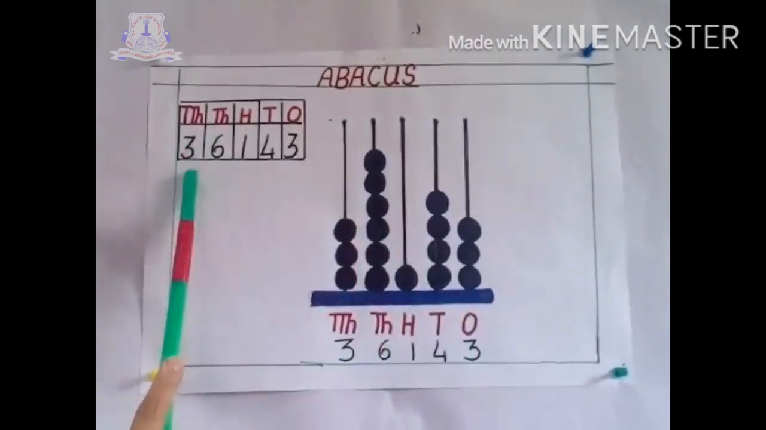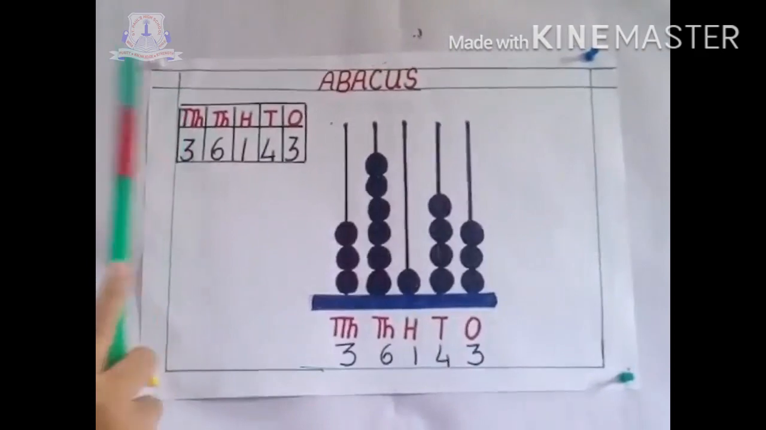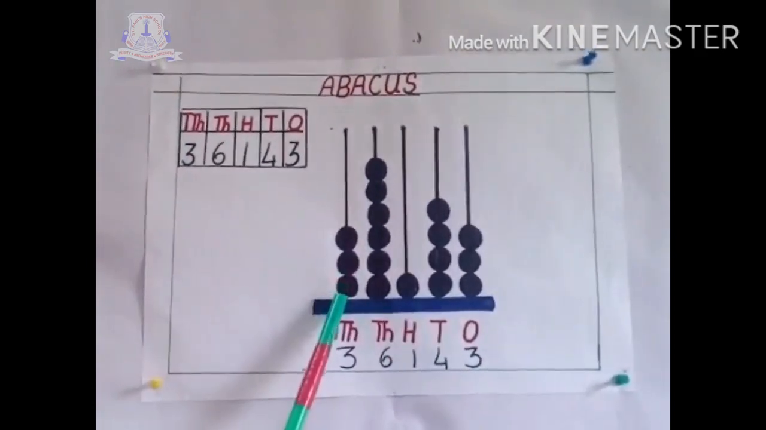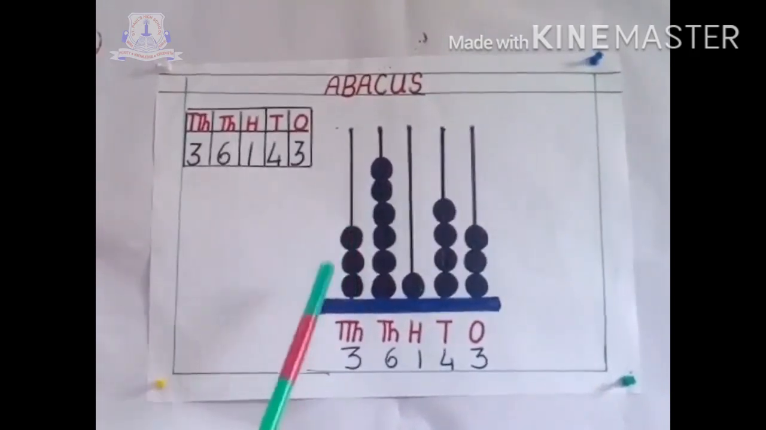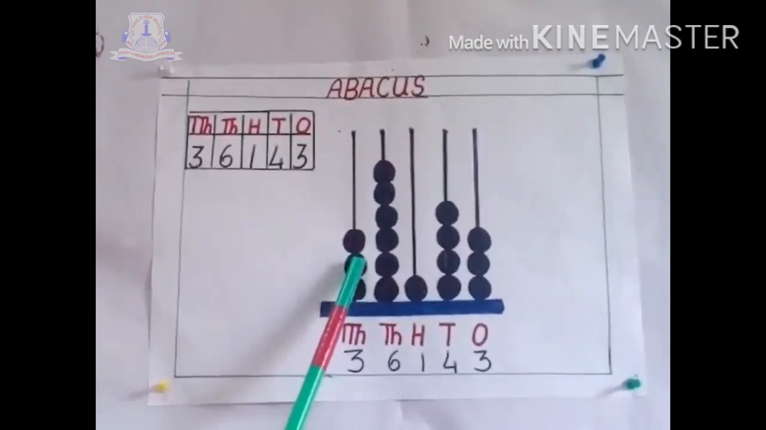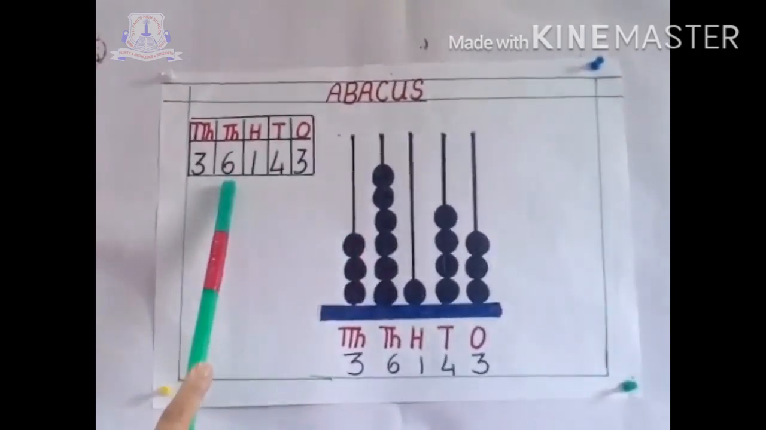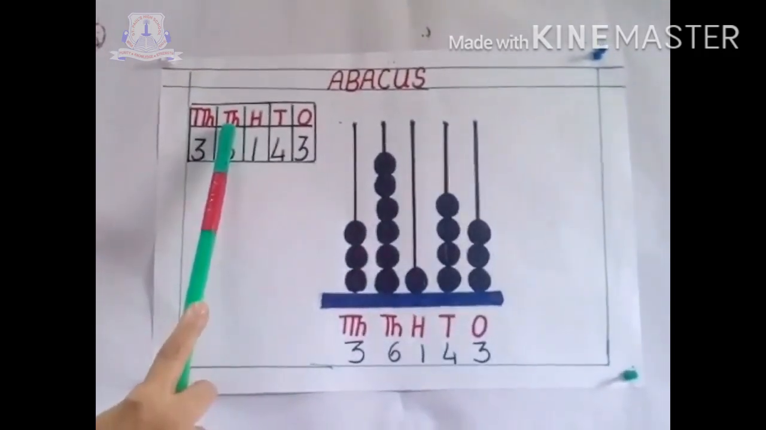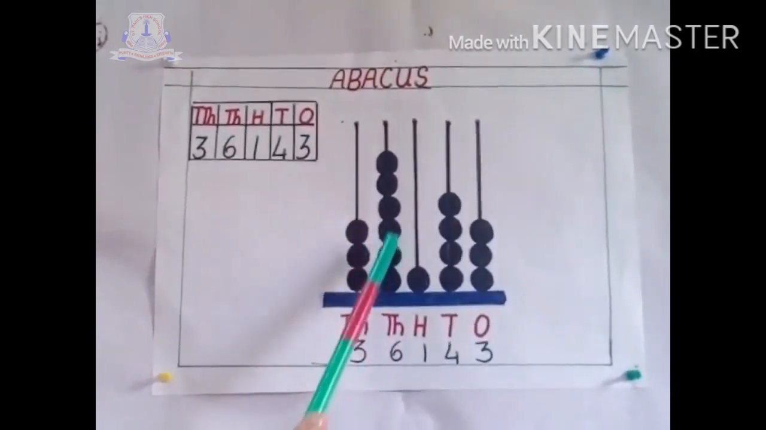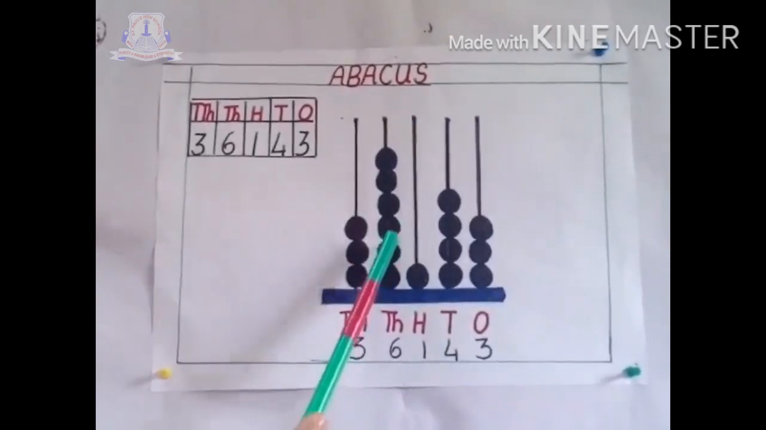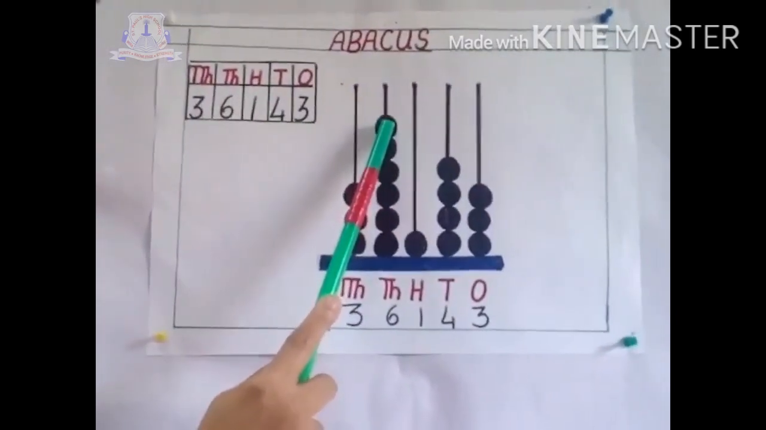So the first number is 3 and it is in the 10,000s place. So in this 10,000s place you have to draw 3 beads. How many beads? 3 beads. 1, 2, 3. Now the next number is 6, which is in the thousands place. So here in the thousands place you have to draw 6 beads. 1, 2, 3, 4, 5, 6.